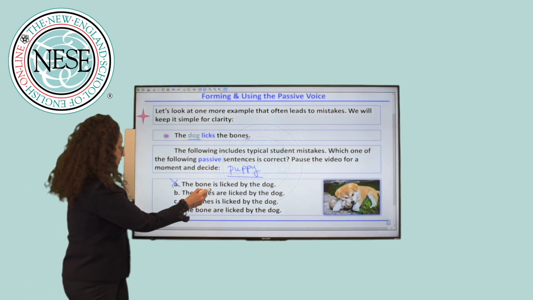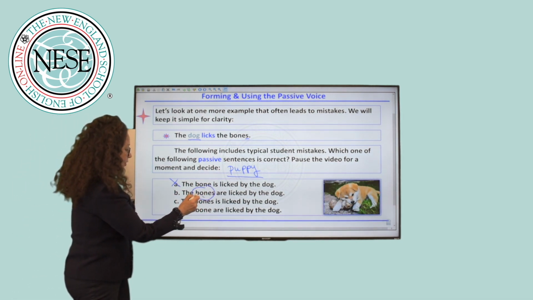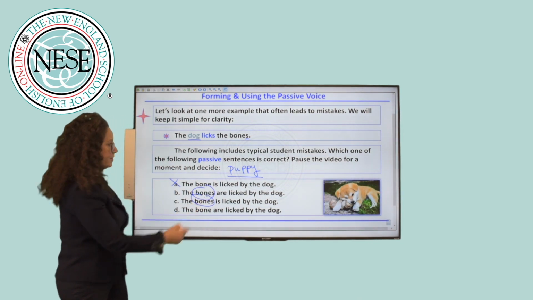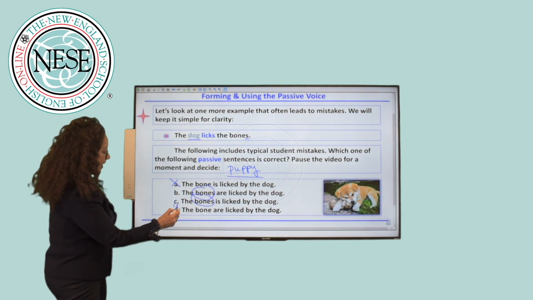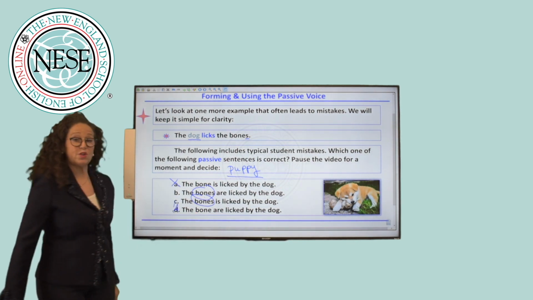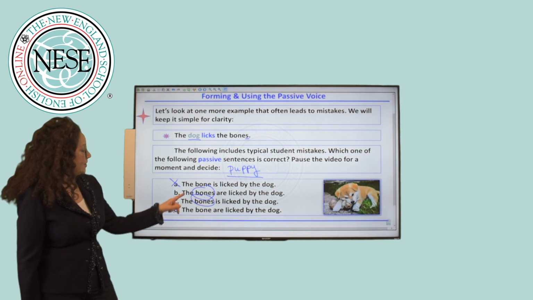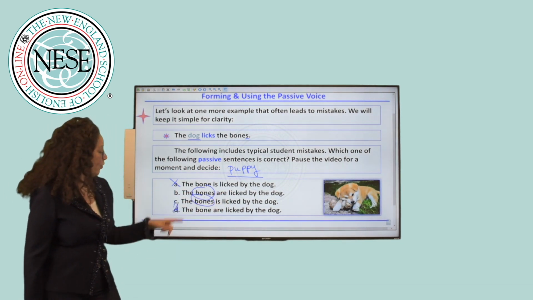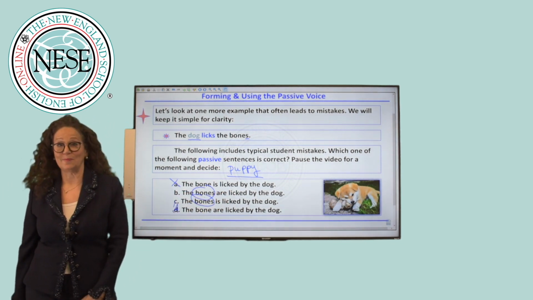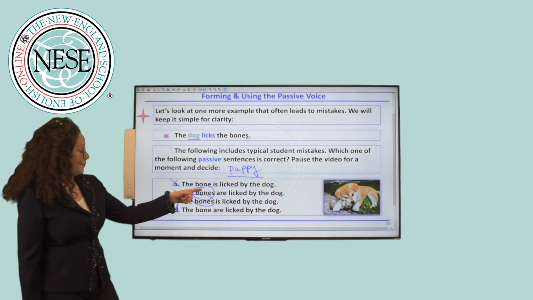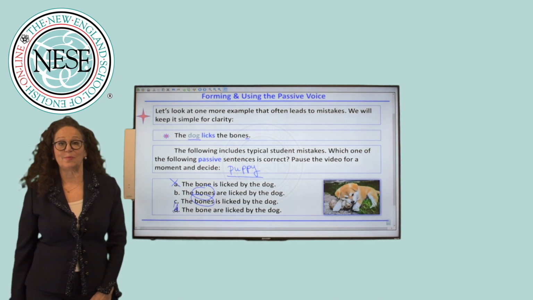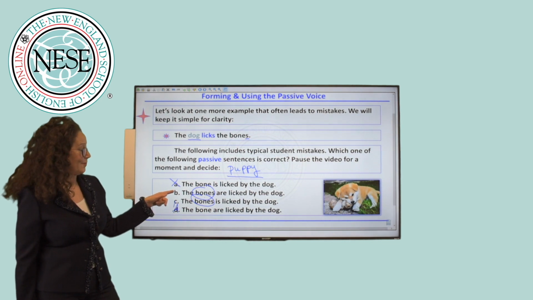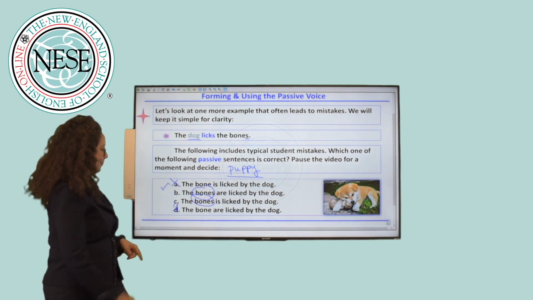So this is either correct or this is correct, because we've got a plural subject, and here we have the plural object. So we know this one, by definition of the bone, is not correct. So it's the bones are licked by the dog, or the bones is licked by the dog. Bones are, plural. It needs to take the plural form of the verb to be, third person plural. So that is the correct one. This is the correct answer, B.